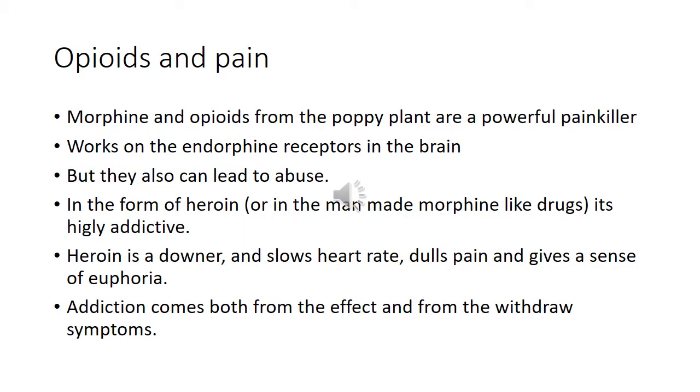Opioids are a type of medicine that originally came from the poppy plant, but today they can also be made in the lab. These are drugs like morphine, oxycodone, heroin. And they are a very powerful painkiller, and again they can be used in a good and a bad way.